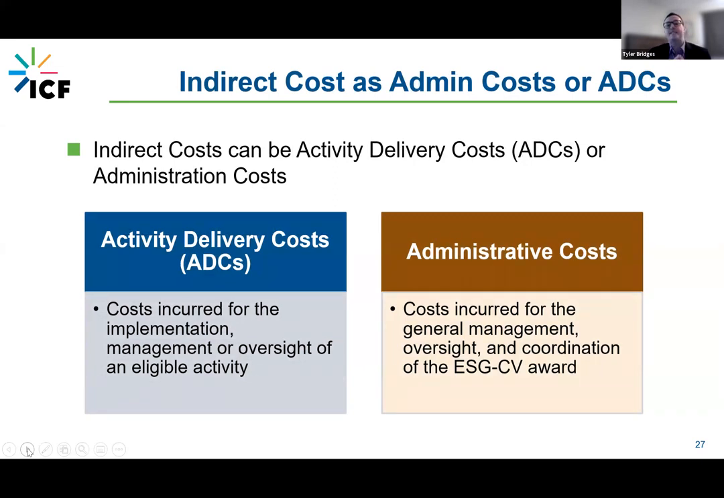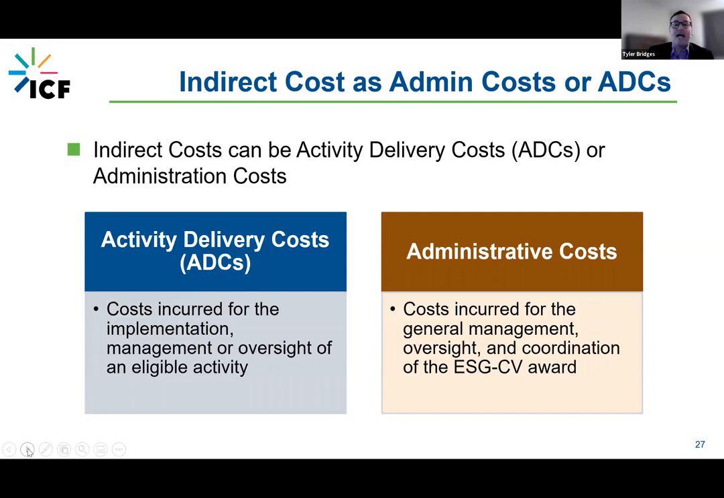Now let's talk about how direct and indirect costs compare to administration and activity delivery costs. It's common to assume that indirect costs are automatically considered administrative costs subject to the administrative cap because indirect costs represent costs such as rent, utilities, agency-wide services such as human resources and payroll. However, since indirect costs represent a percentage of direct costs, grantees and subrecipients incurring direct costs for an ESG-CV funded activity can also incur indirect costs for the activity itself, as opposed to admin.